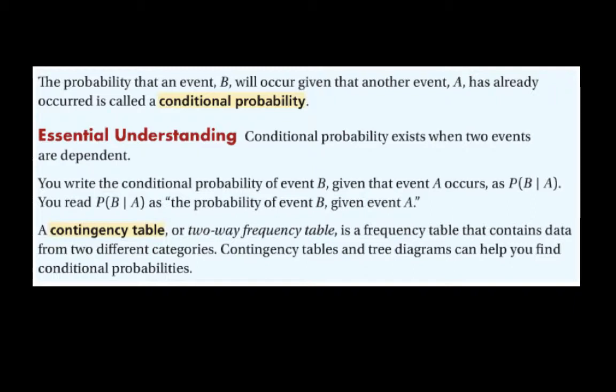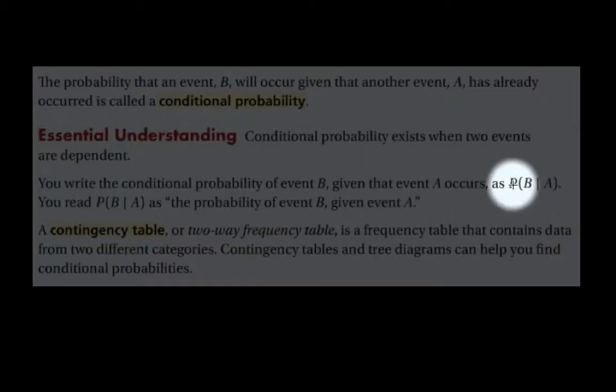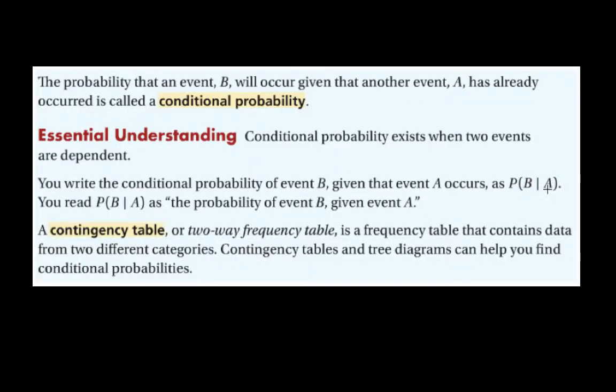You write the conditional probability of an event B, given that event A occurs, like this: P, and then in parentheses, B, vertical bar, A. Again, this is read as the probability of event B given that A occurs.